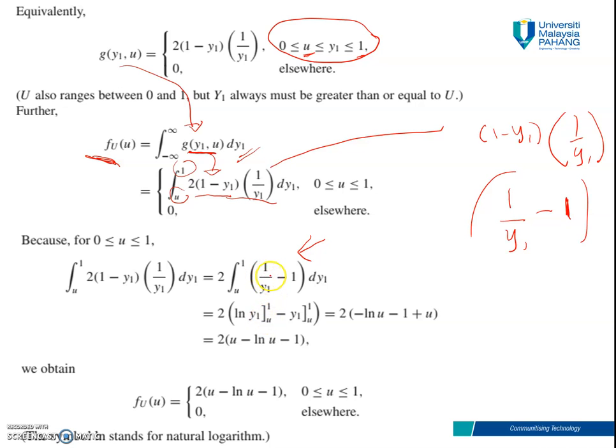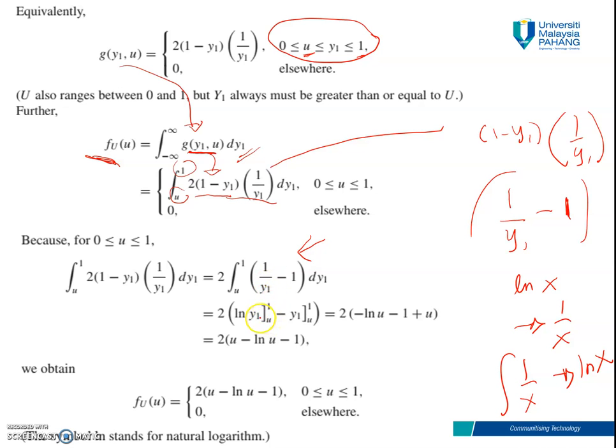If you remember, when you integrate 1 over y1, you get ln y1. When you differentiate ln y1, you get 1 over y1. This one you must remember. When you have ln x and you differentiate, you get 1 over x. When you have 1 over x and you integrate this one, you will get ln x. All right, that's why here you have ln y1.